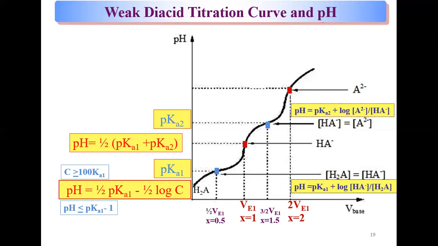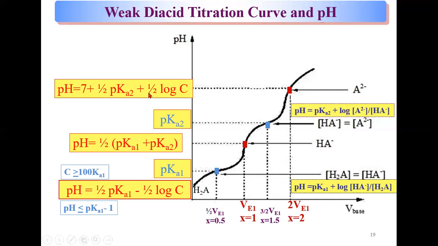What is A2 minus? Yes, it's a di-base, which of course will react as a mono-base for us in first year, and therefore it's governed by the equation pH equals 7 plus half pKa2 plus half log C, the base equation. Which pKa? pKa2, okay? And watch out because it comes from a pOH and pKb1.